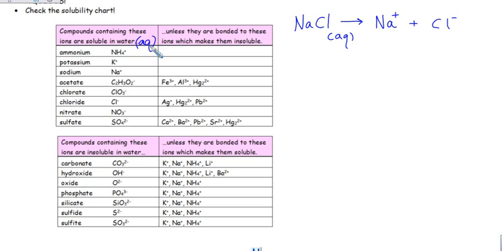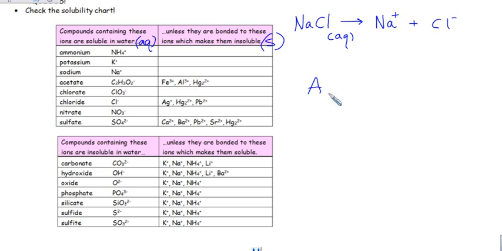aqueous. So, for example, anything with ammonium, potassium, sodium, chlorate, nitrate, anything with those ions will be aqueous in water. They will all dissolve in water. Most acetates, chlorides, sulfates will also dissolve in water unless bonded with these ions, which will make them insoluble. Insoluble means solid. So for example, sodium chloride is aqueous without any exceptions. If I have water present, salt dissolves. Sodium compounds are all aqueous with no exceptions. Most chlorides are aqueous. There are a few that don't dissolve, but sodium's not one of them.